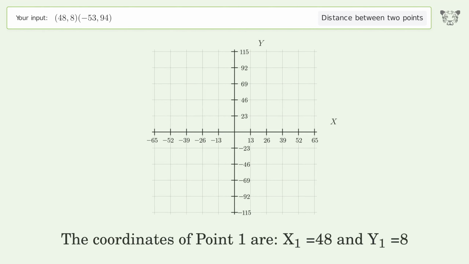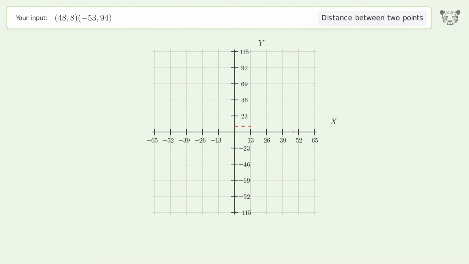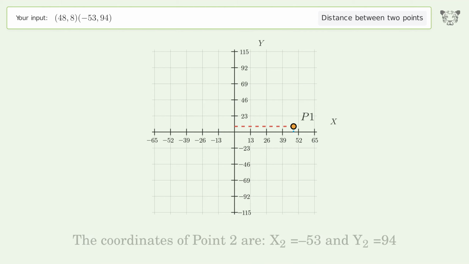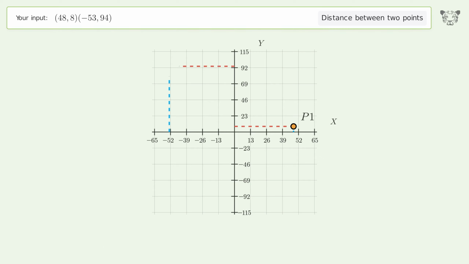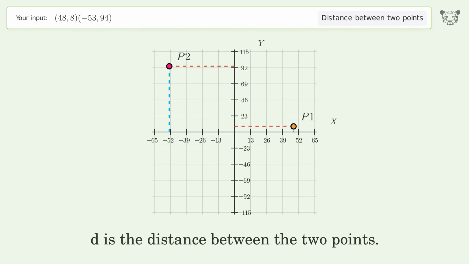The coordinates of point 1 are x1 equals 48 and y1 equals 8. The coordinates of point 2 are x2 equals negative 53 and y2 equals 94. D is the distance between the 2 points.